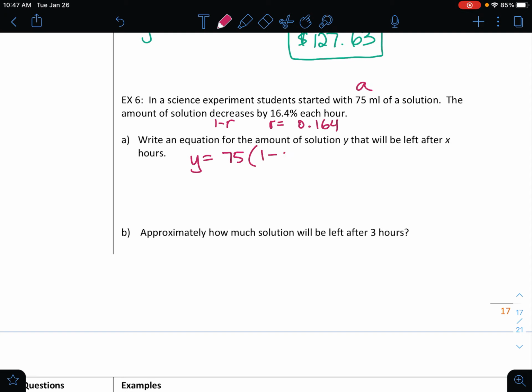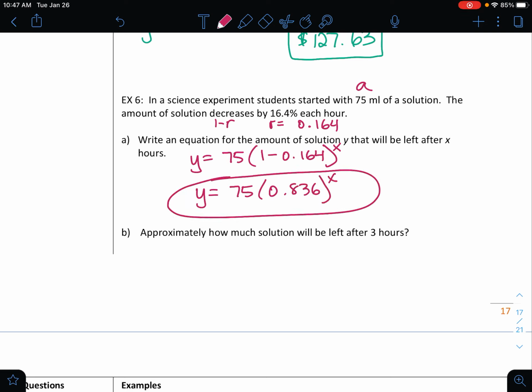Okay, y equals 75, and then in the parentheses I'll have 1 minus 0.164 raised to the x. And 1 minus 0.164 is going to be 0.836. So your equation is 75 times 0.836 raised to the x. All right, now we're going to use this in part B.